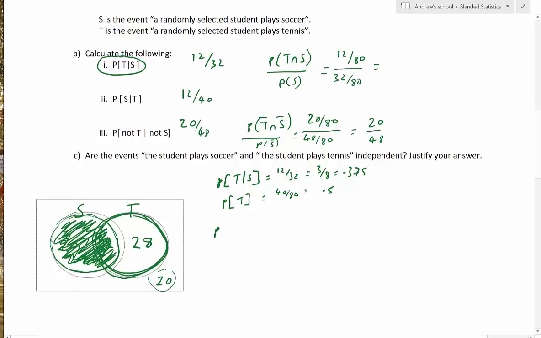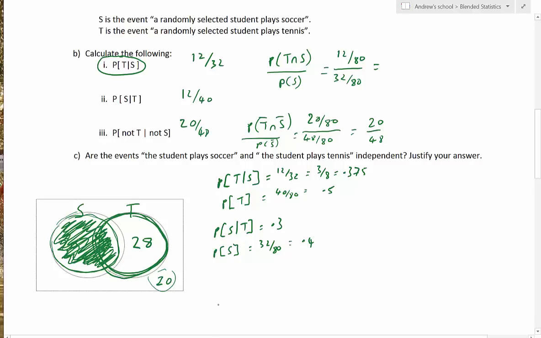Similarly, the probability of soccer given tennis from above is 0.3, 12/40ths, but the probability of playing soccer by itself is 32/80ths, which is 0.4. So again, these two are not the same, therefore they are not independent.